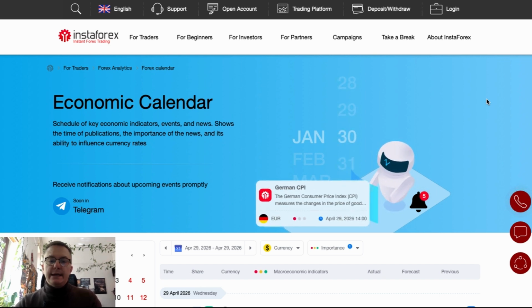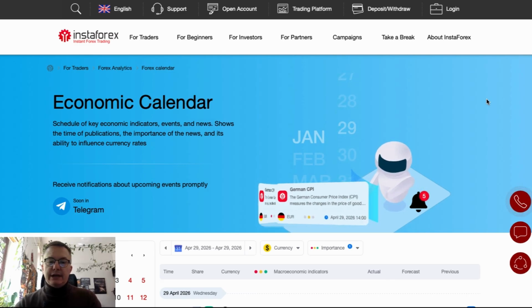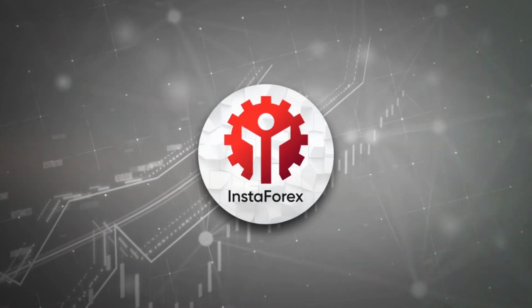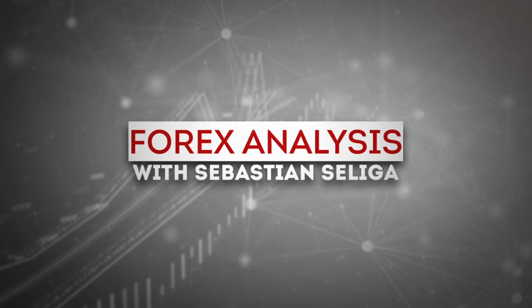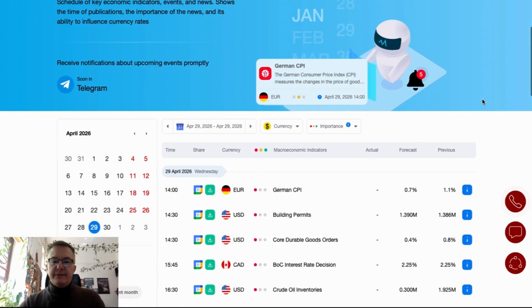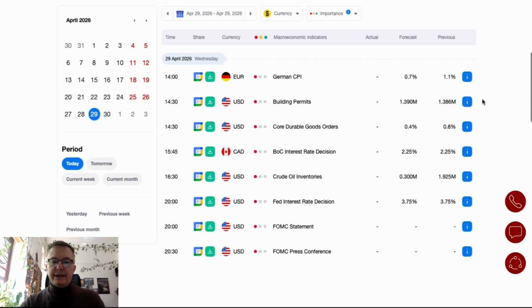Today is Wednesday, April 29th, 2026. Let's take a look at the Forex economic calendar for today. It's Wednesday and this is the day that everyone has been waiting for. We got some data scheduled for release already because we got the JPY CPI scheduled for release at 2 o'clock. At 2:30 we got building permits from the USA together with the core durable goods orders.